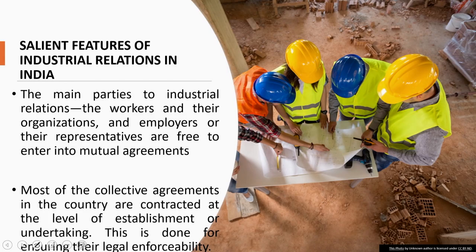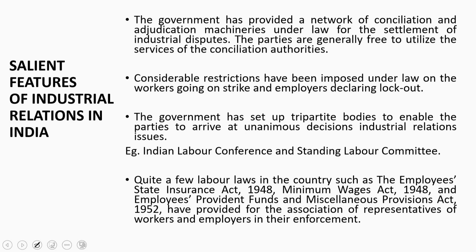When we further travel through the salient features of industrial relations in India, we see that the main parties of industrial relations, the workers, as I already mentioned, their organizations, employers, and their representatives are free to enter into mutual agreements. So this gave a head start to all the mutually agreed cooperation and all the initiatives to strengthen the work of the whole organization and its productivity. Most of the collective agreements in the country are contracted at the level of the establishment or undertaking, and this is done by ensuring their legal enforceability.